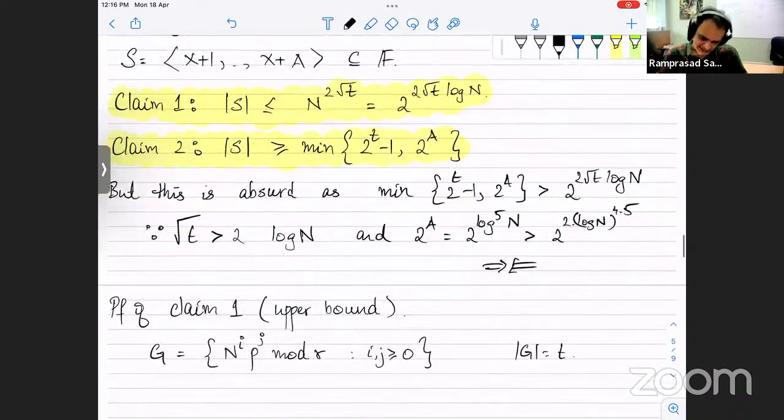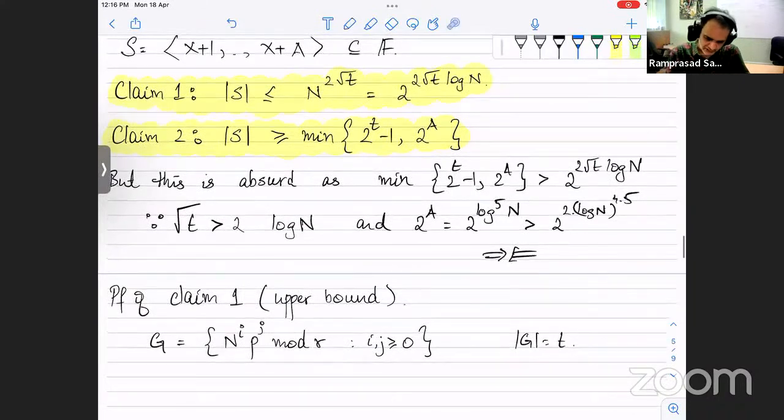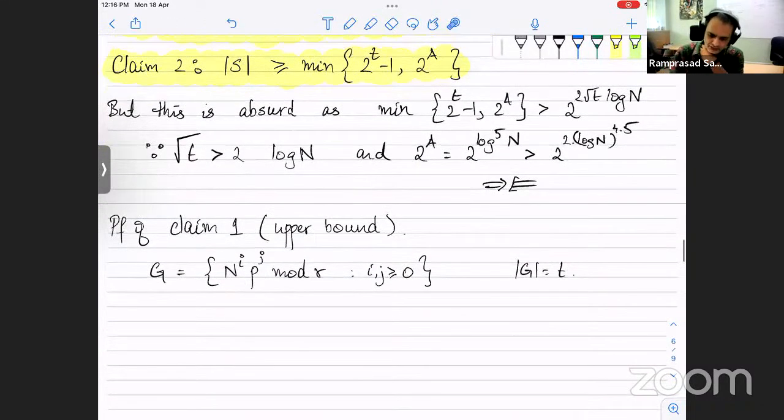Okay, so let's just prove these two bounds, the upper bound and lower bound. The first thing I'm going to show is this. I'm going to show that the size of S is not too large. Okay, so far so good. I hope people are okay. Good. So now what I'm going to do is the following.